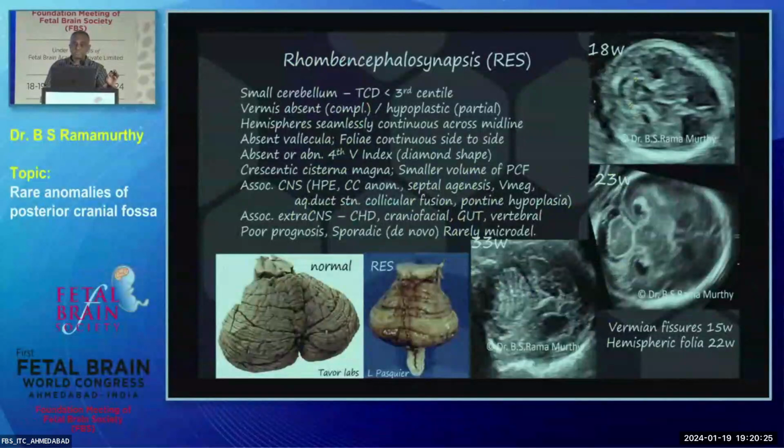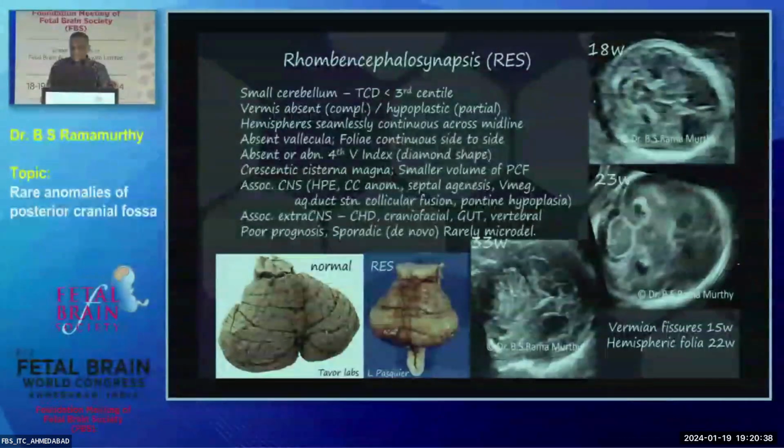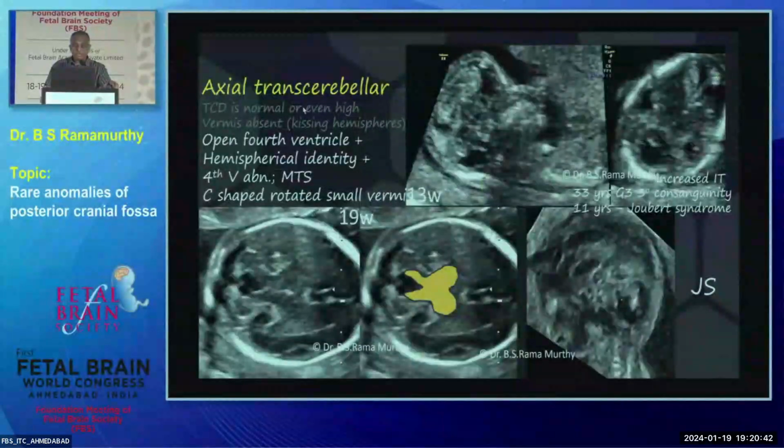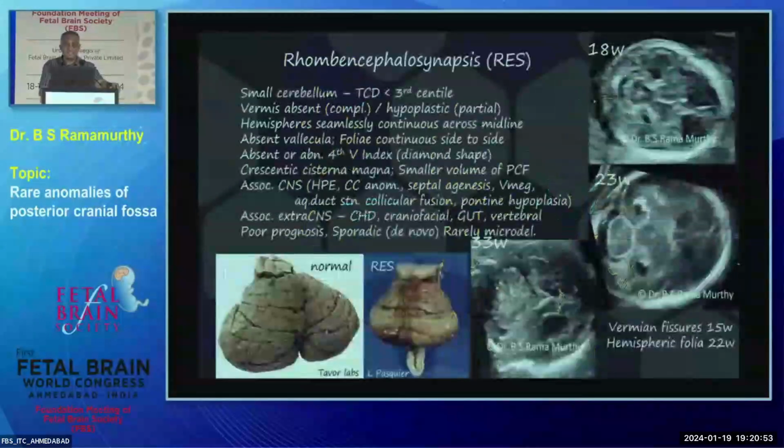Moving on to rhombencephalosynapsis, the cerebellum is really tiny and small. So you measure it, it's lesser than third centile. But most importantly, in Joubert syndrome, you have hemispheric identity. You can see hemispheres as hemispheres, but that ceases to occur in rhombencephalosynapsis.